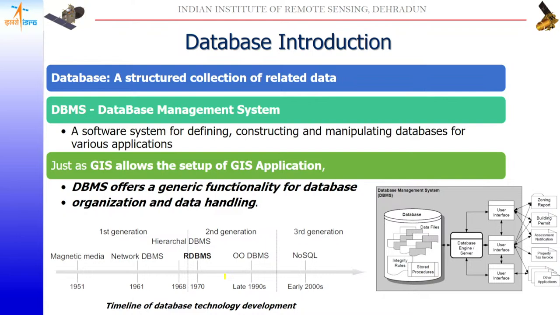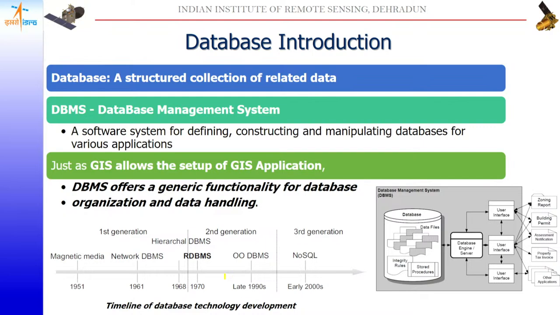So earlier we used to store data on magnetic media, followed by the various non-spatial database models that we come across, like network, hierarchical, and relational, which is a very popular model for organizing our data in the form of relations and the relationships between those. The relations, we also call them tables.